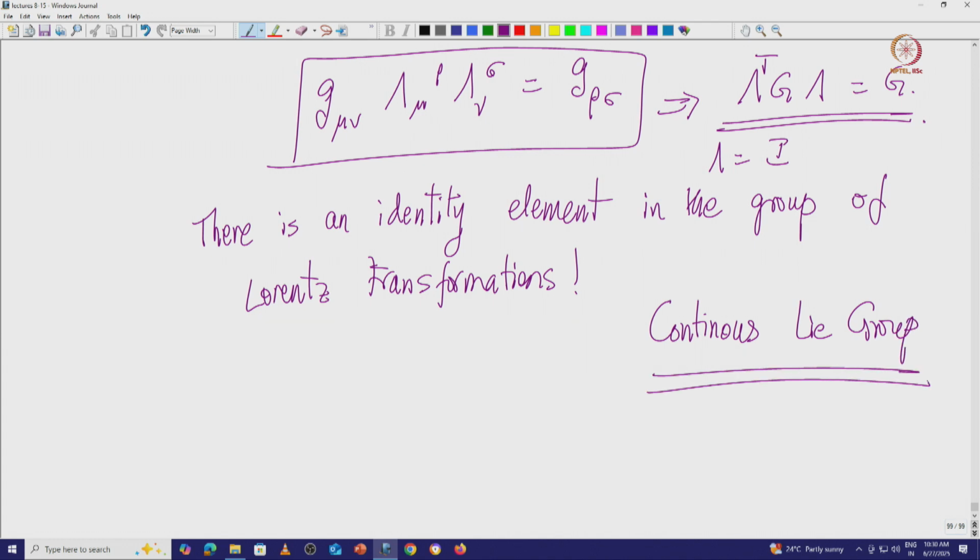Okay, it's a continuous Lie group. That means that you can express all the elements in terms of generators, because you can start with the identity and make infinitesimal transformations in terms of generators, and that is precisely what we are going to do essentially.